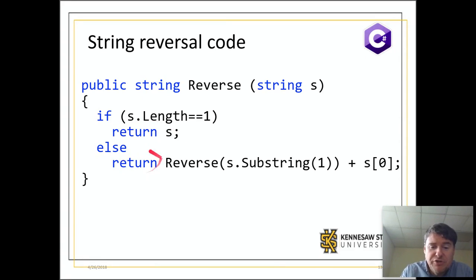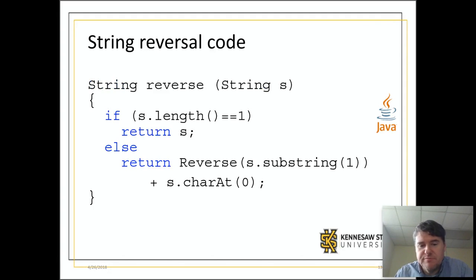Otherwise, we are eventually going to return the reverse of the string minus the first item, plus s of 0. All right? And s substring takes out a part of a string, and it takes a parameter which tells you where you want to do that. So it's returning everything past the first character. It's removing the first one off, basically. All right, so that's the C# code.